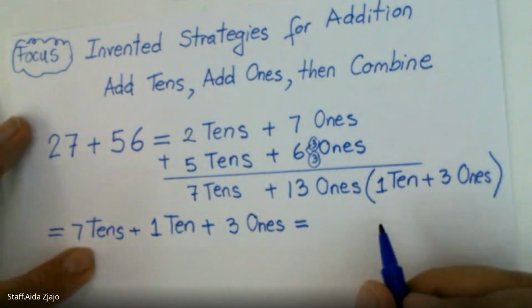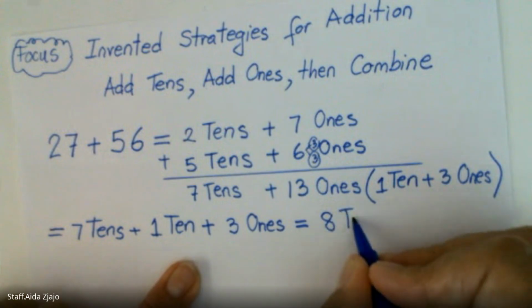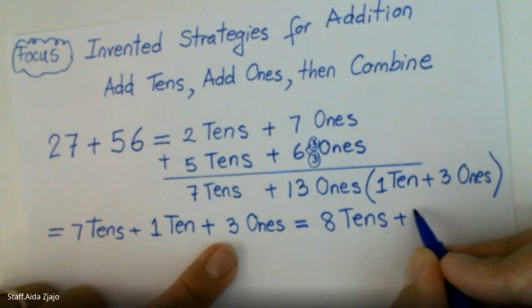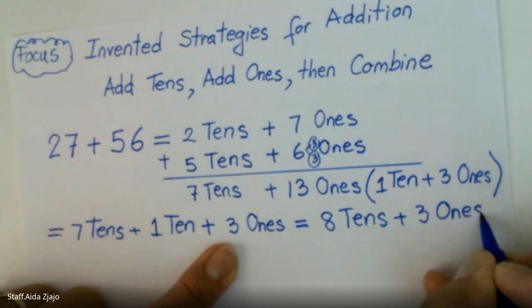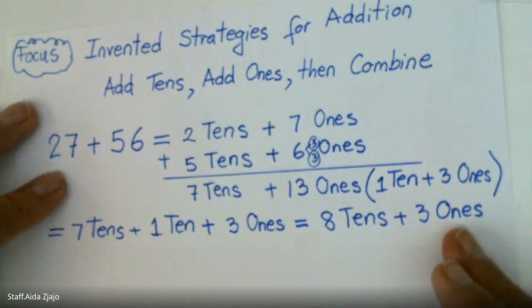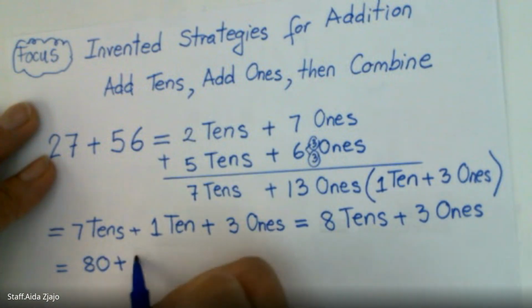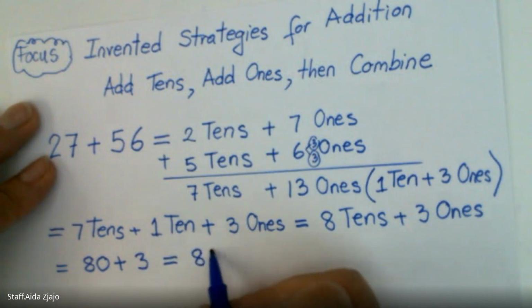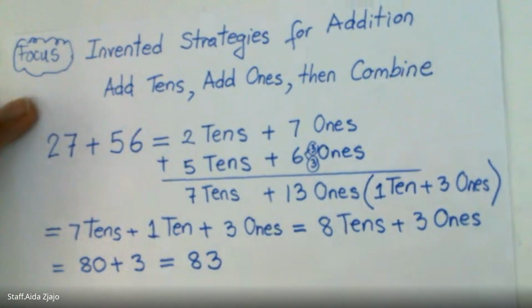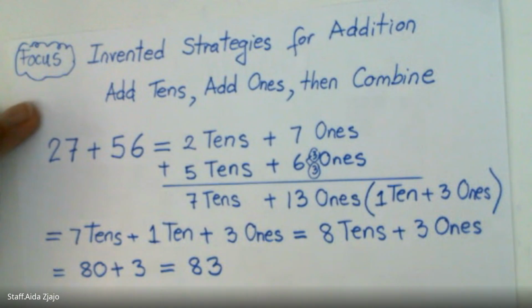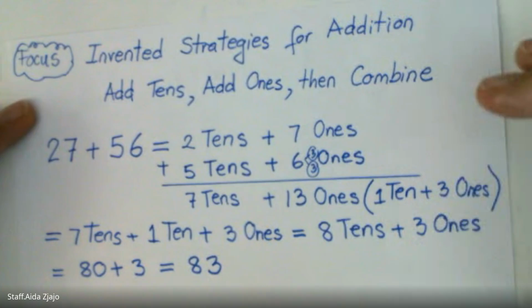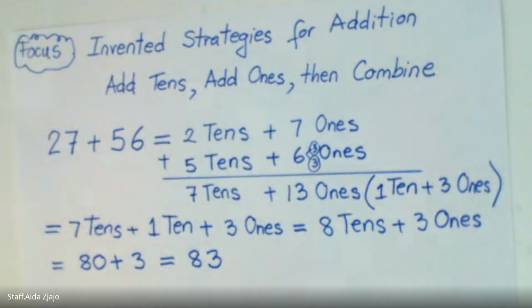So all that together is now 8 tens plus 3 ones. So 8 tens and 3 ones. 8 tens equals 80, and then 3 ones is 3. So all together is 83. Some of the steps could be avoided and could be done mentally, but it's important that you know the process. So then later on, it comes natural. It comes like a habit, a metacognitive habit.